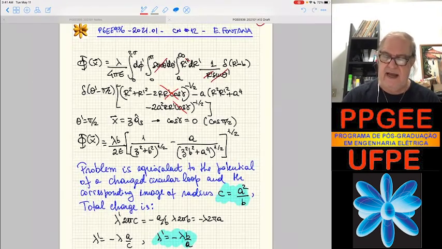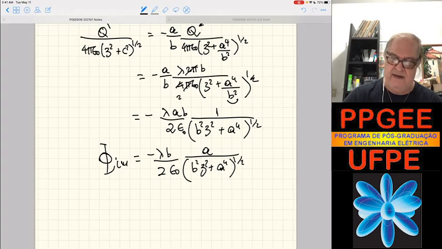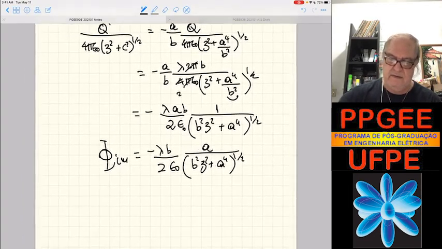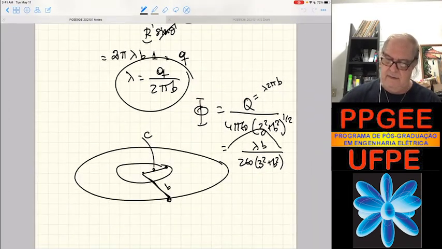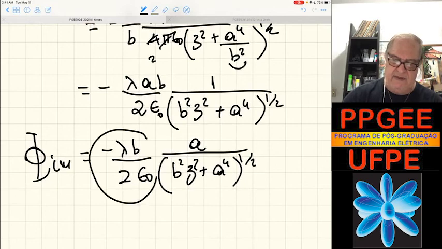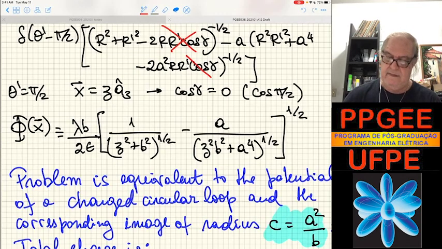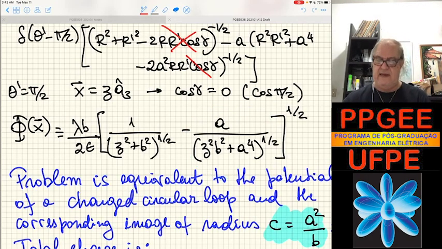So that's the result we got, right? We have lambda b divided by the square root of z squared plus b squared, which is the first one. The second contribution is lambda b divided by 2 epsilon 0, times a divided by that. This is right here. Correct, right?